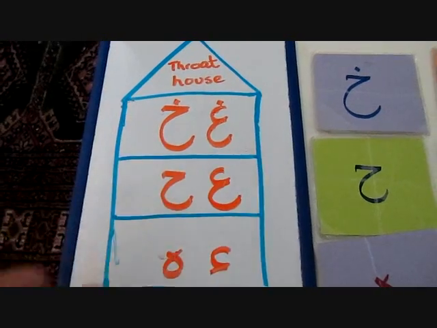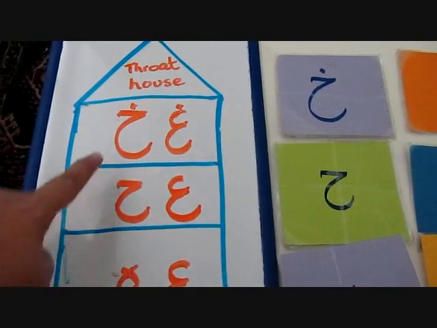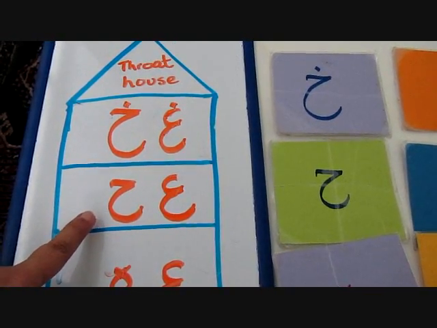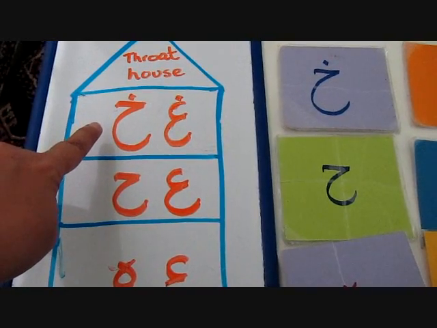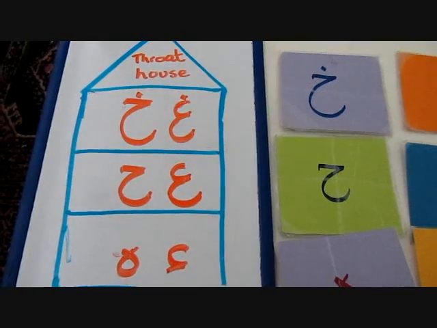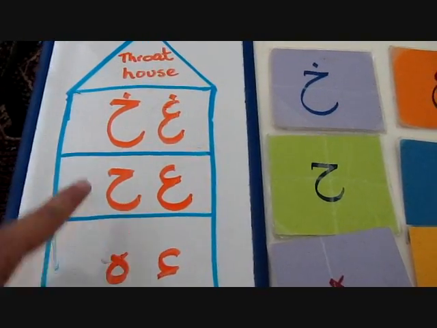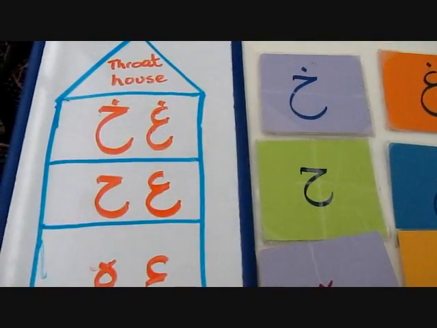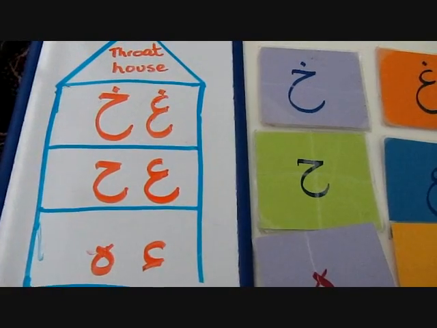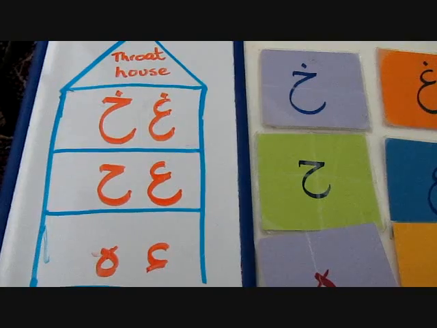When I taught the children ha and kha, I told them that ha comes from the middle of your throat, kha comes from the top of your throat. So when I try and explain it to the children, I tell them, look, these two letters were living in the throat house. We don't know what the others are. If I was going to teach them just those two letters for now, I would just draw those two and show it to them on the throat house.